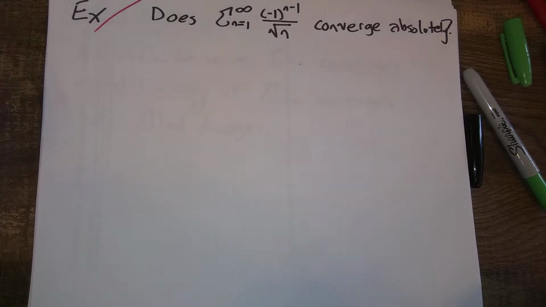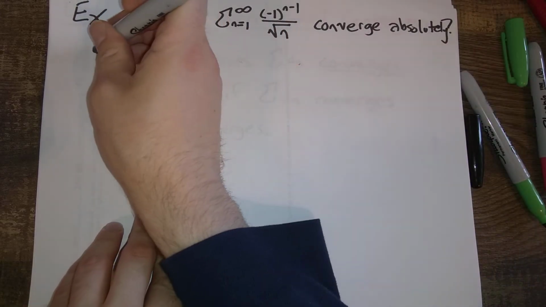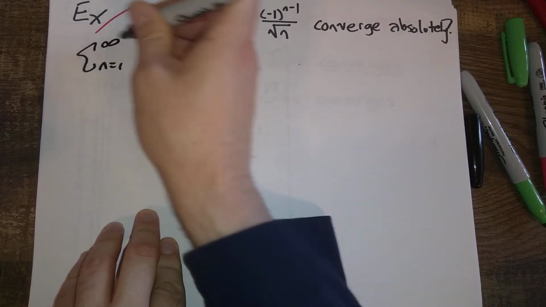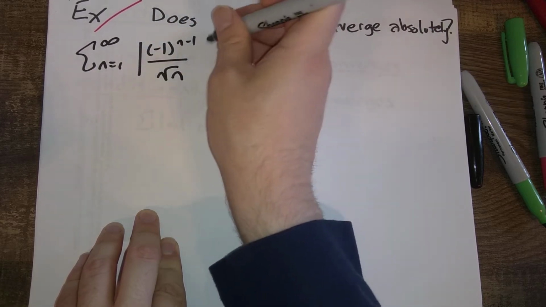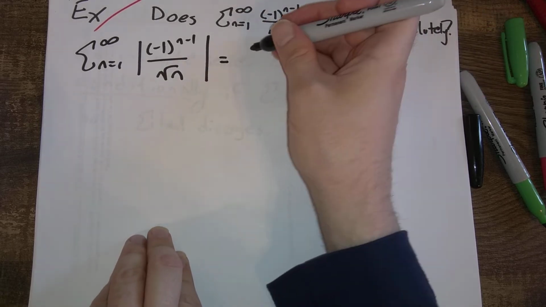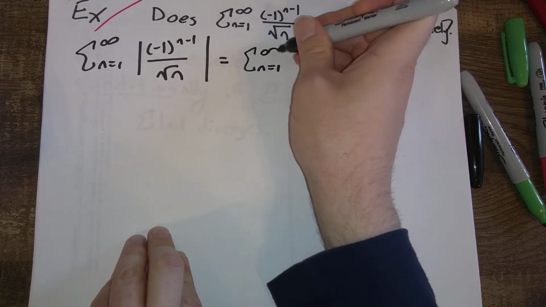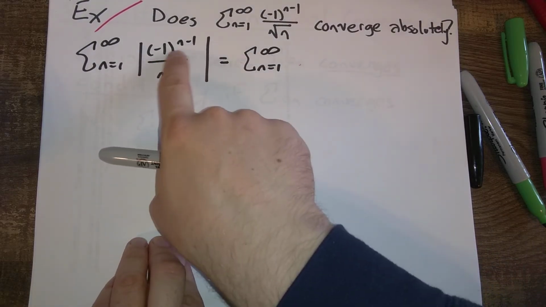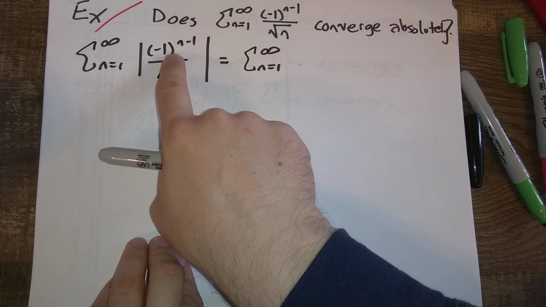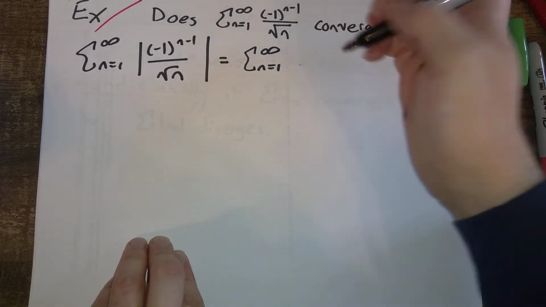Let's do another example. Does this series, the sum from n equals 1 to infinity of (-1)^(n-1) divided by square root n, converge absolutely? Just as before, let's take absolute values. The absolute value of (-1)^(n-1) is always going to be either plus 1 or minus 1, and when we take the absolute value of that, we always get plus 1.